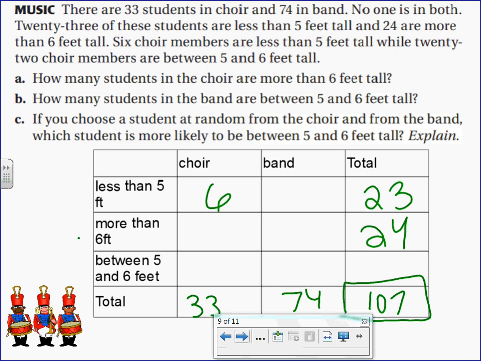While 22 choir members are between 5 and 6 feet tall. So what I've got in green is stuff I've gotten out of the paragraph. I'll switch to a different color for the stuff we solve. Is everybody matching the stuff in green, stuff that came from the paragraph?